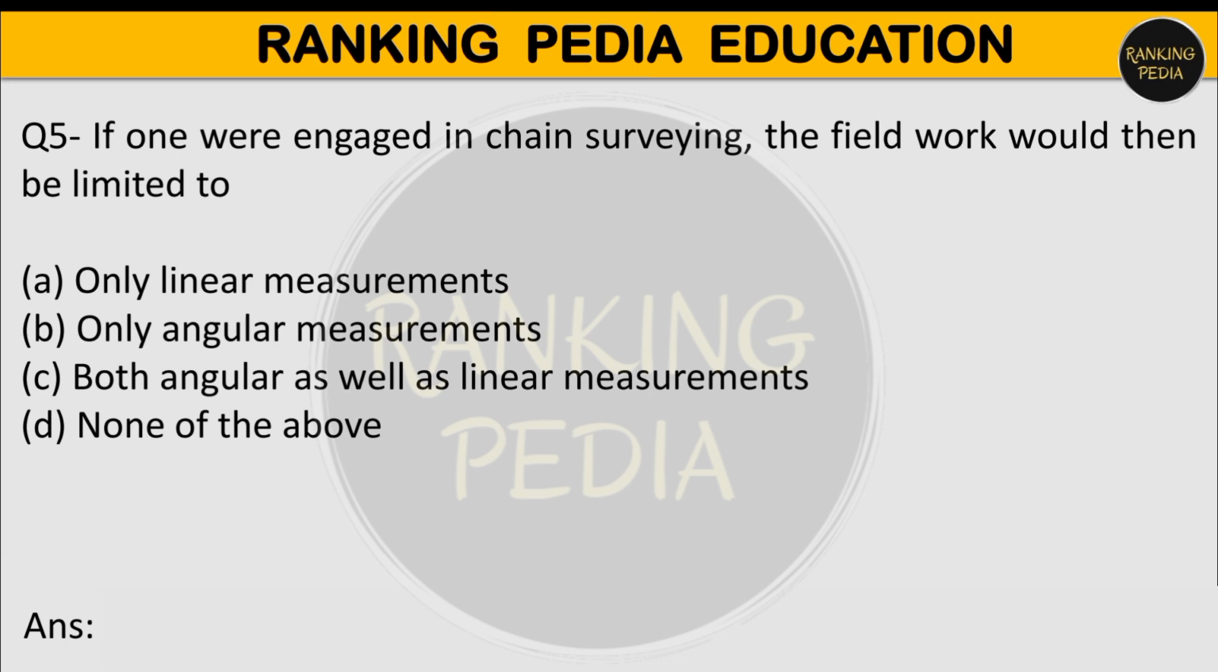Next question is, if one were engaged in chain surveying, the field work would then be limited to. Your options are only linear measurements, only angular measurements, both angular as well as linear measurements, or none of the above. So in chain surveying, taking only linear measurement by the tape or chain is considered. So which is the correct? Only linear measurement. Option number A is correct.